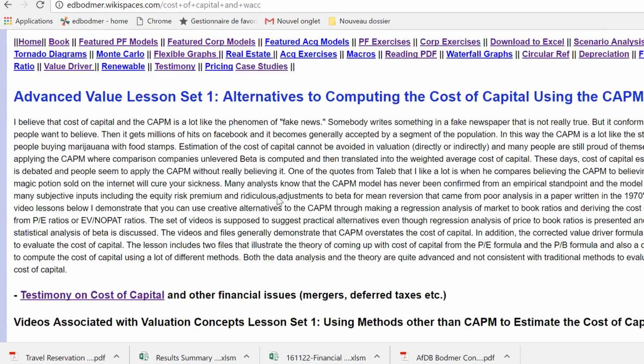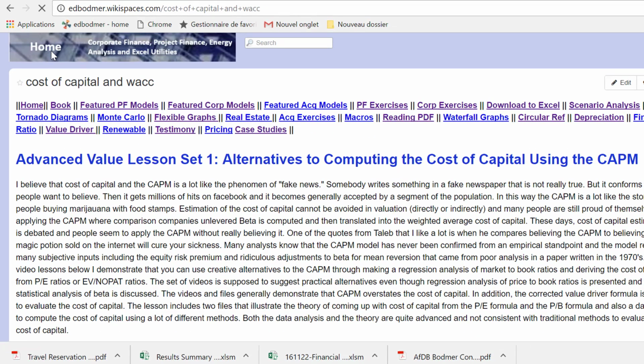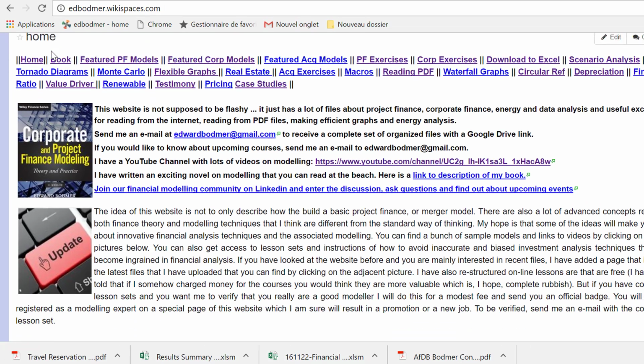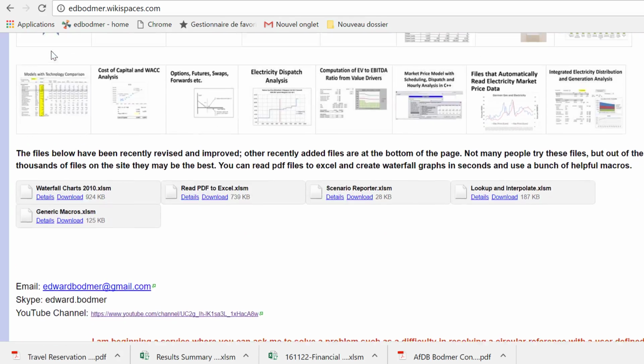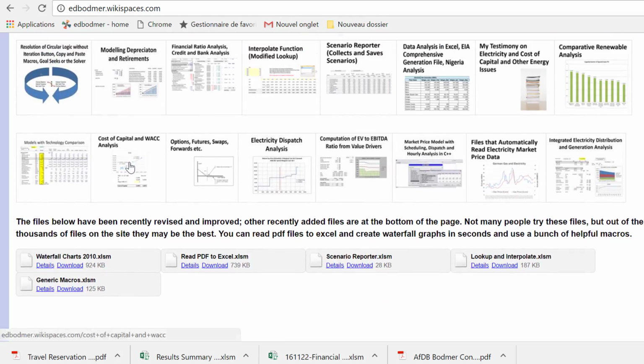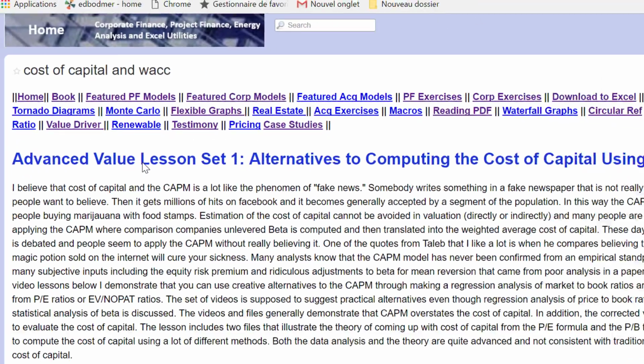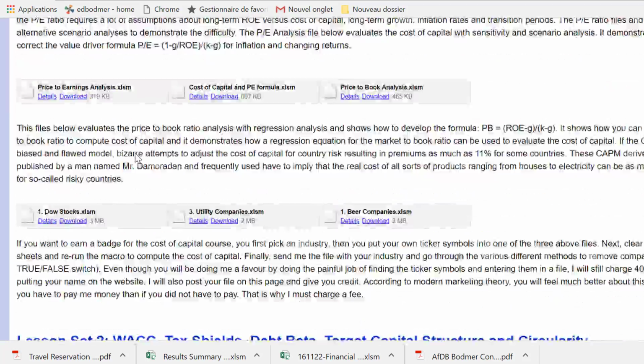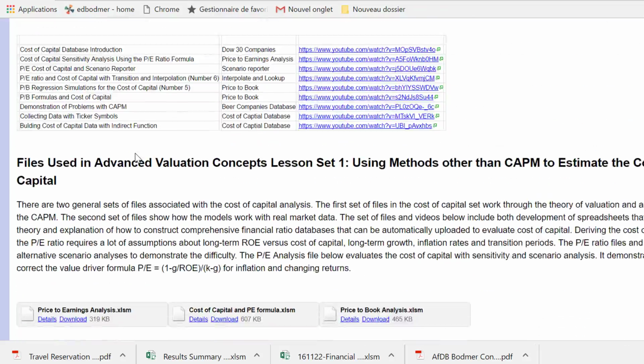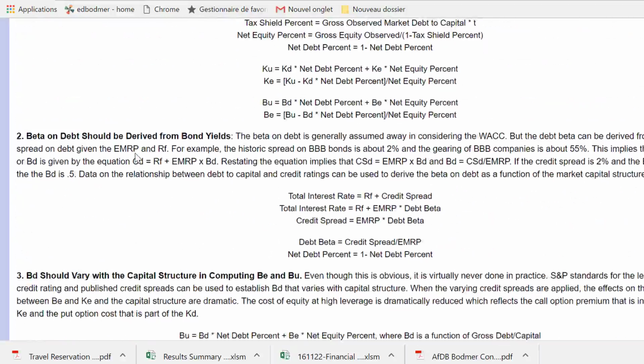Let me show you first where you can find the file. You go to the website and then go down to the box named Cost of Capital and WAC, and then there's a lesson set just on the cost of capital, but then there's a lesson set on the WAC too.